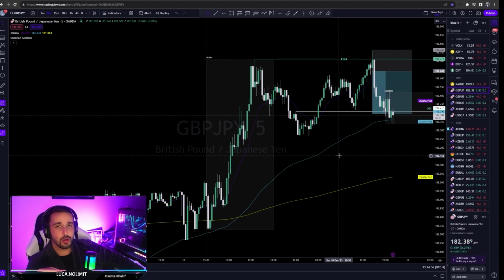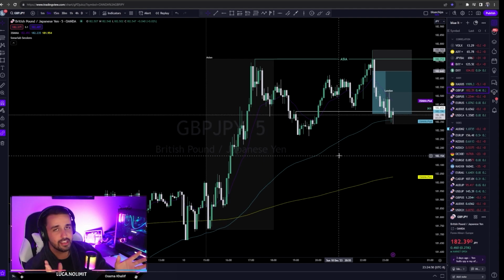The one thing I want to go over that is very, very key in this strategy is the daily bias. You need the strategy to be lined up with the daily bias. If you're bullish for the day, you should only be using the strategy to take buys. If bearish for the day, you should only be looking for sells.